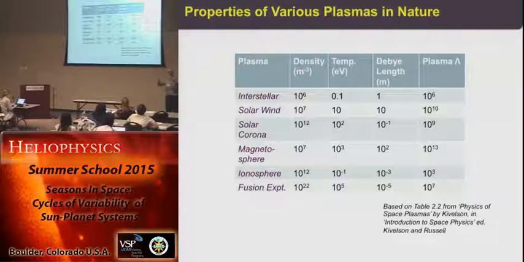If we compare, for example, the magnetosphere with the ionosphere, the ionospheric plasma, of course, is a lot denser. Temperature is a lot colder than your typical magnetospheric particle. Therefore, Debye length is a lot shorter. But despite that, the density helps us win out and gives us a plasma lambda parameter that is sufficiently large for collective behavior to apply.